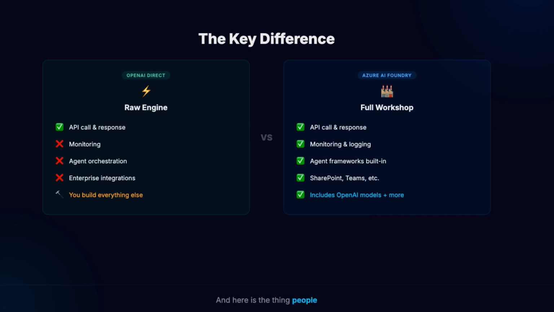And here is the thing people most miss. Azure AI Foundry actually includes OpenAI models inside it. So you are not choosing between the models, you are choosing how much infrastructure you want pre-built.